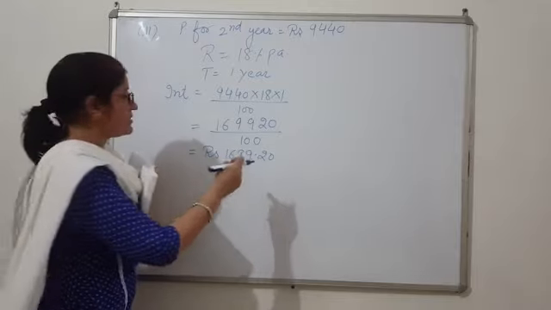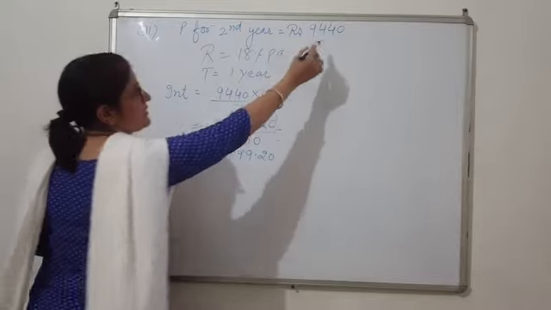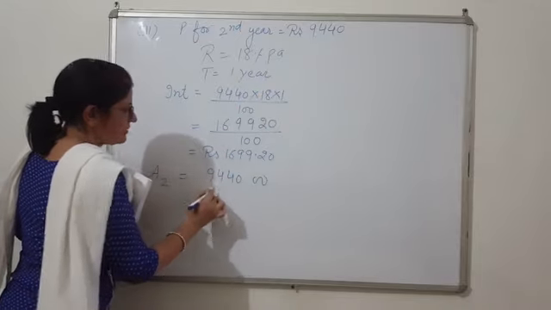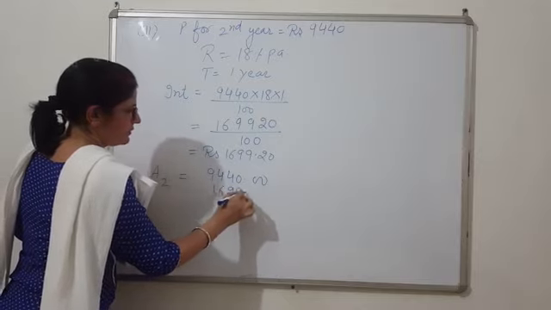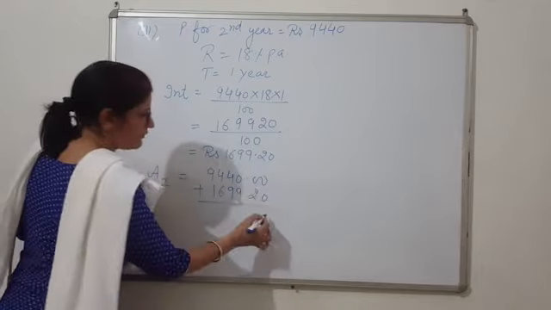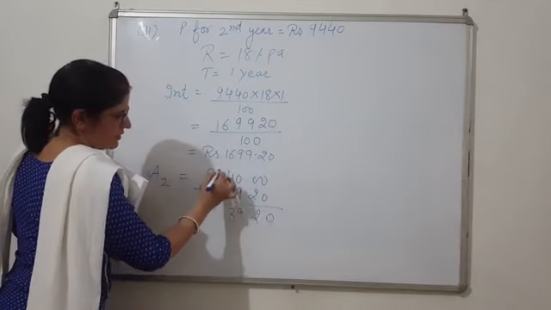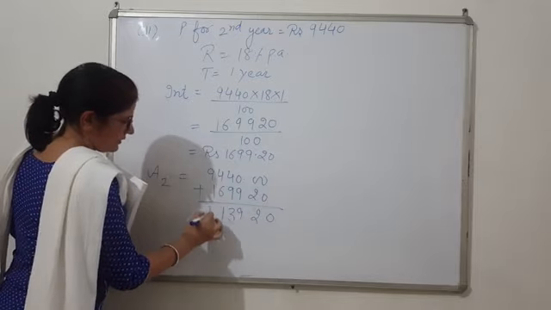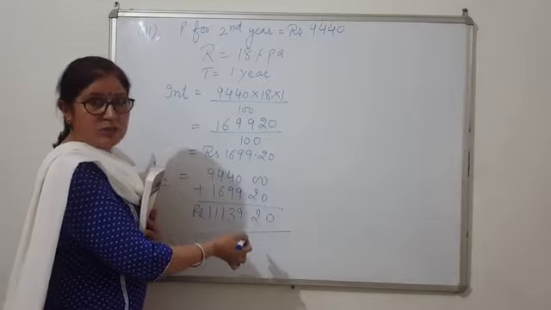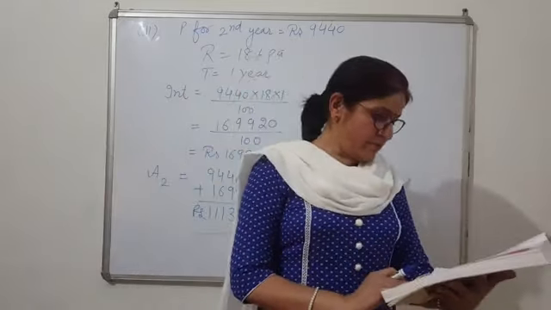But what is asked? They said amount at the end of second year. So this principal and interest we will add and we get amount at the end of second year. 9 plus 4, 3, 10, 1, 11, 11. So like this, 11,139 rupees 20 paise is our amount at the end of second year.